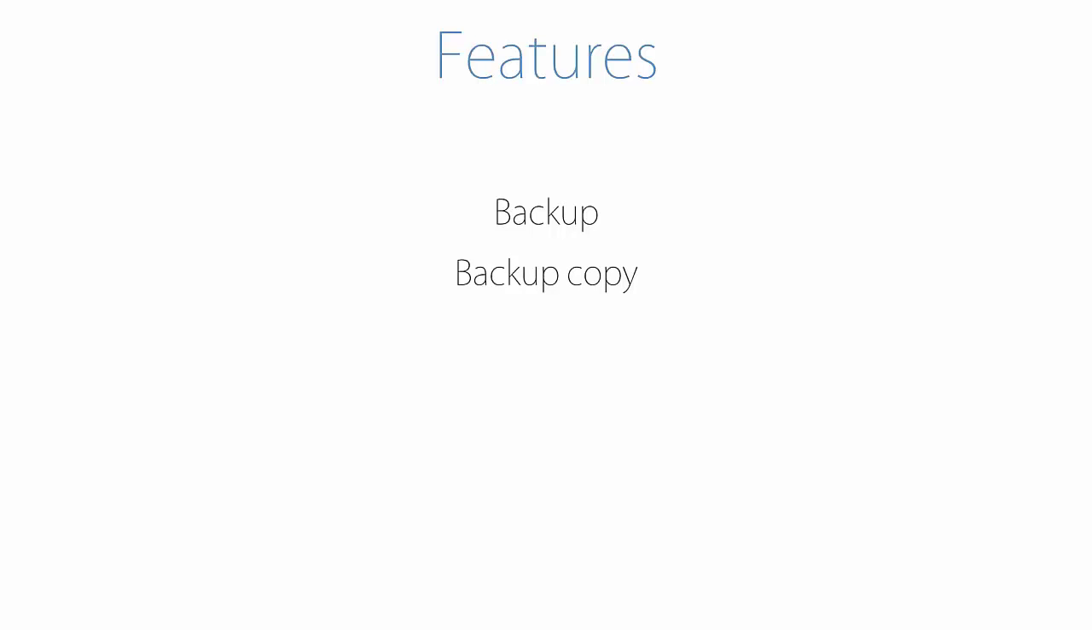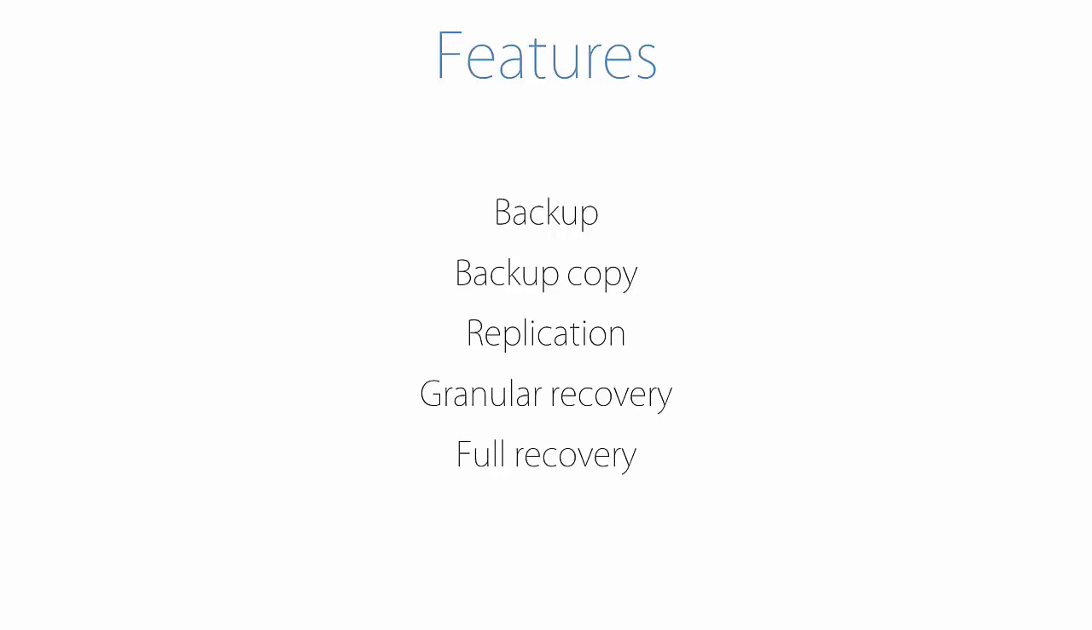Backup copy, which supports copying your backup off-site, for example to different AWS region or to your home location. Replication, which can replicate your EC2 instances into AMIs in the same or different AWS region. Granular recovery, including file recovery, Exchange objects recovery, and Active Directory objects recovery, and full instance recovery from backup or replica. Let's look closer into the features.